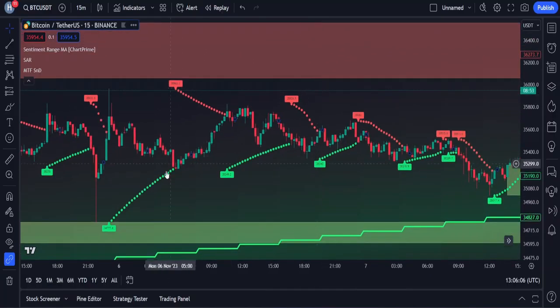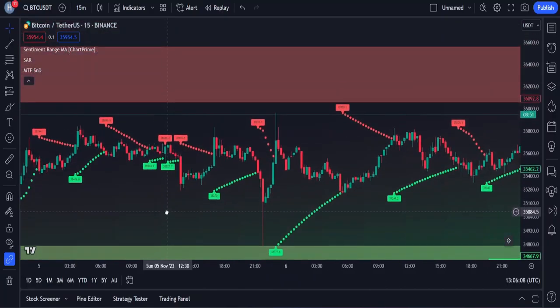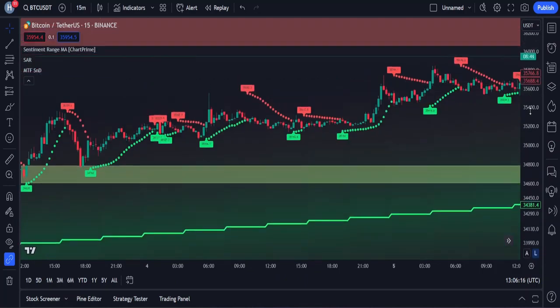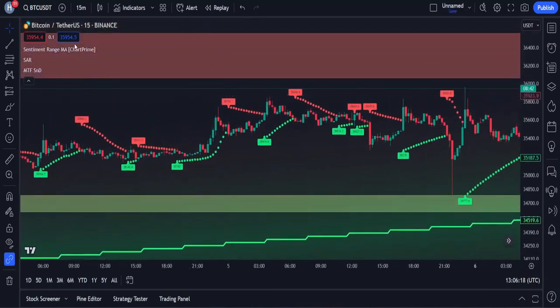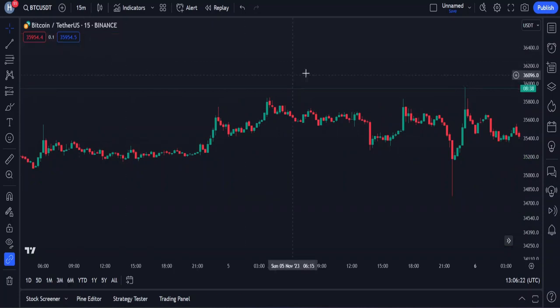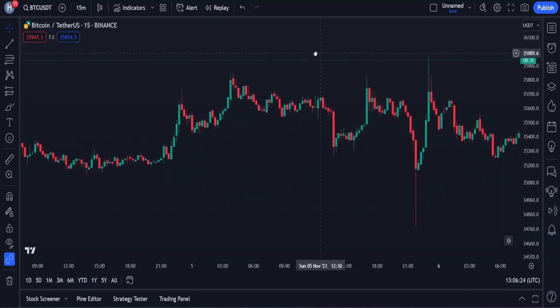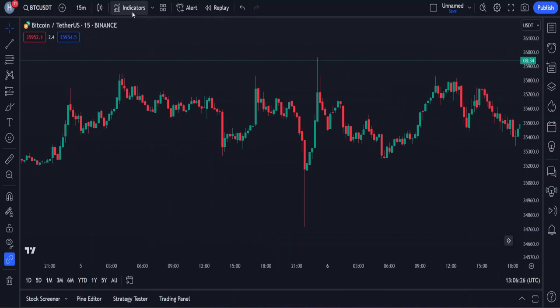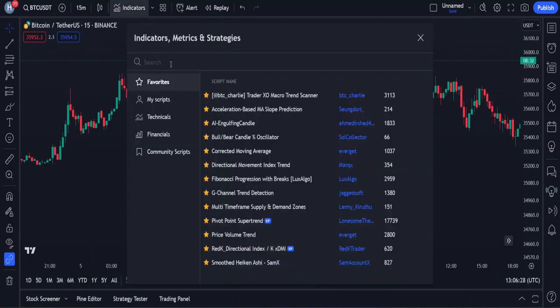So this is what our chart is going to look like when we are done setting up our indicators. I'm going to be explaining this strategy in detail. So for that, let's first of all remove these indicators from the chart. I will show you guys how to set up your chart from the beginning. So first of all, let's open the Indicators tab and add our first and main indicator to the chart.